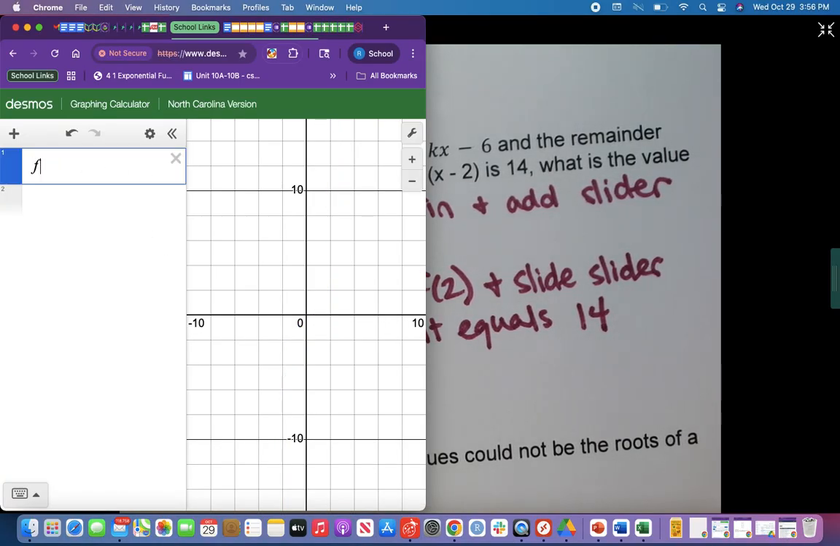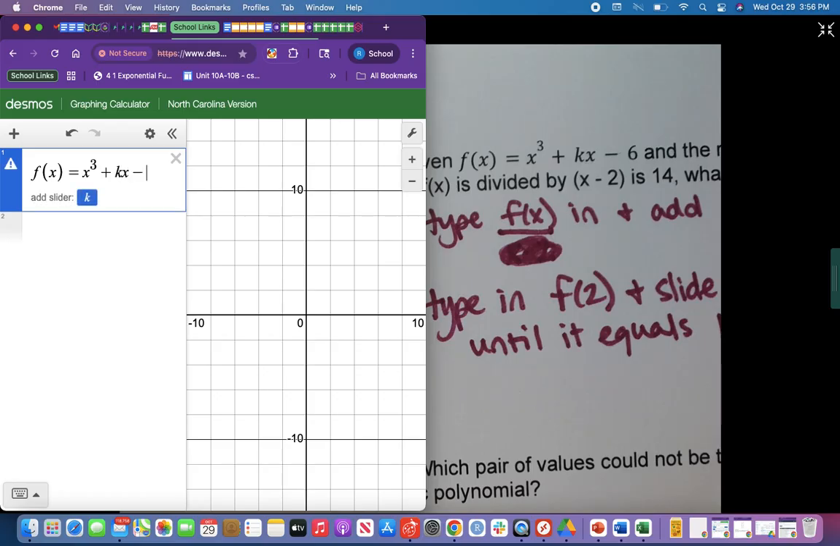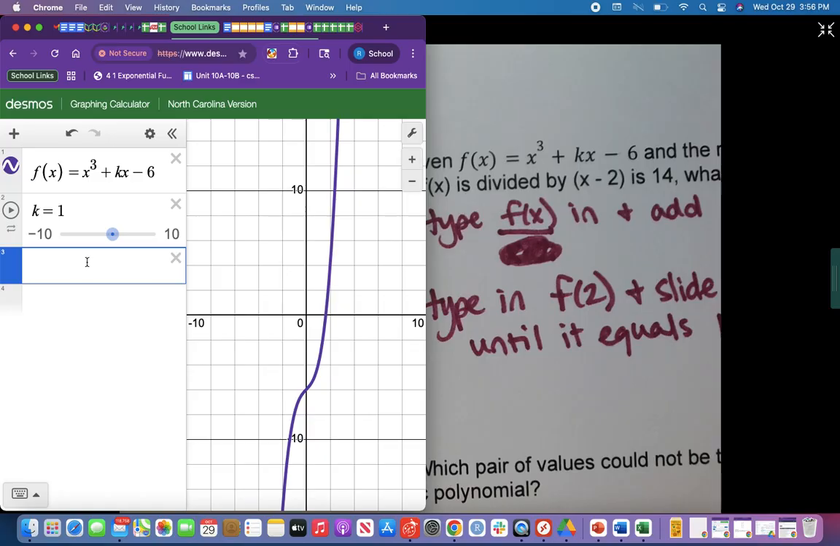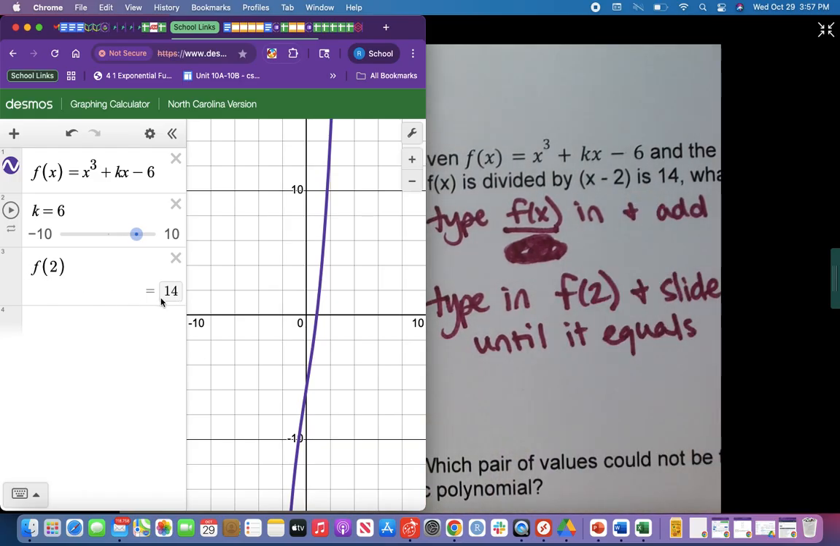All right, so f of x equals x to the third plus kx minus 6, add my slider, and then I'm evaluating f of 2. So I'm going to slide the slider until this equals 14. Oops, too far. There we go. So f of 2 equals 14. That's what they said. So the k value would be 6.